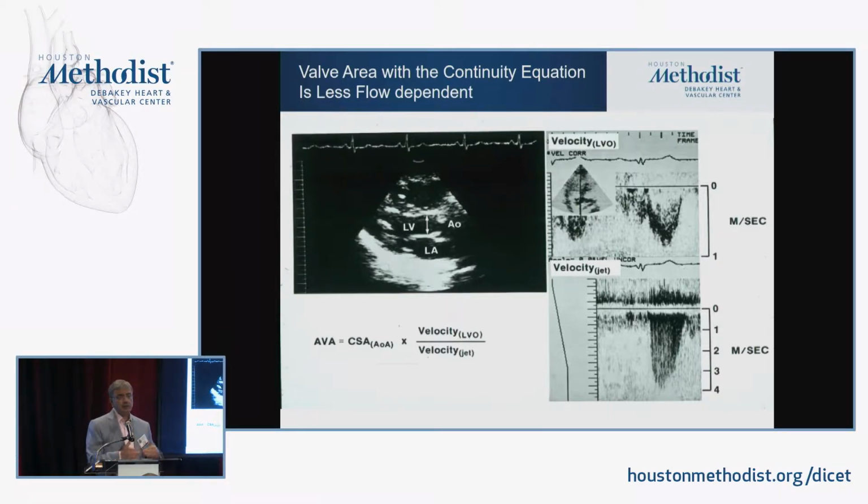And this is where, I know Dr. Perlmeyer talked about the continuity equation. This is actually the first application of the continuity equation, meaning that flow stays the same. And if I have a certain cross-sectional area, and it gets smaller, like going through an aortic stenosis, velocity is going to increase. And this is the first application to derive a valve area from velocity in the left ventricular outflow tract and velocity through the valve by continuous wave Doppler.